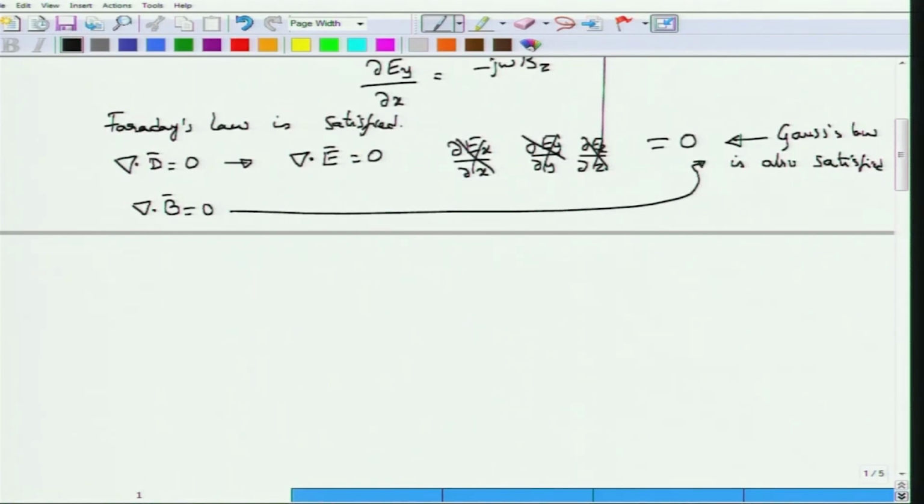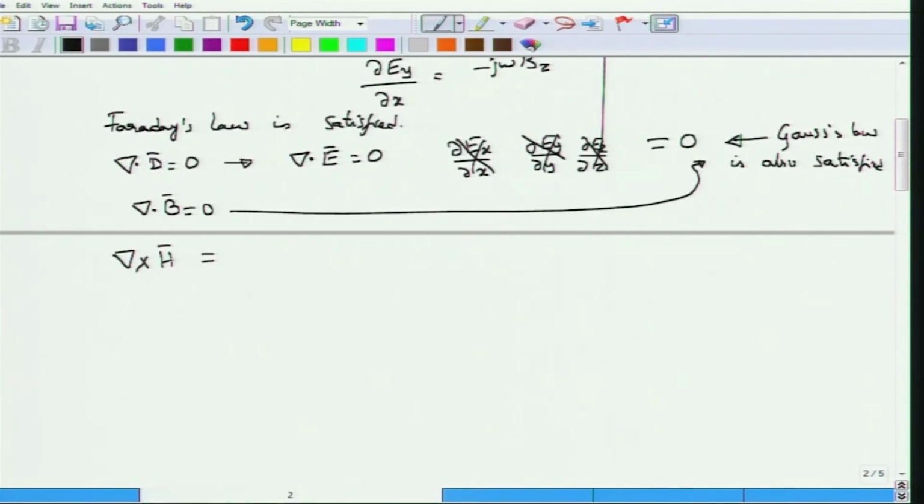Okay. Then remains only one other equation, which is curl of H is equal to... there is no J field here because this is a perfectly dielectric medium, there are no free conducting charges, there is no conduction current.